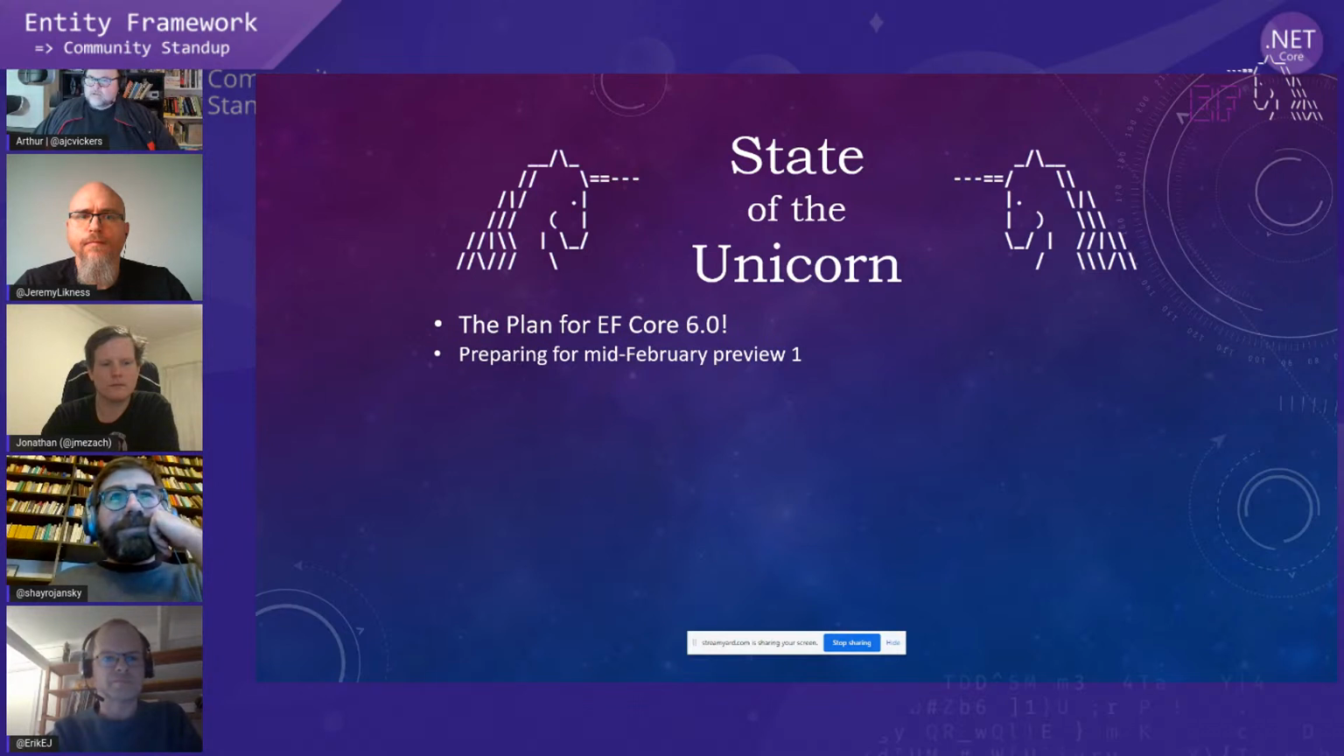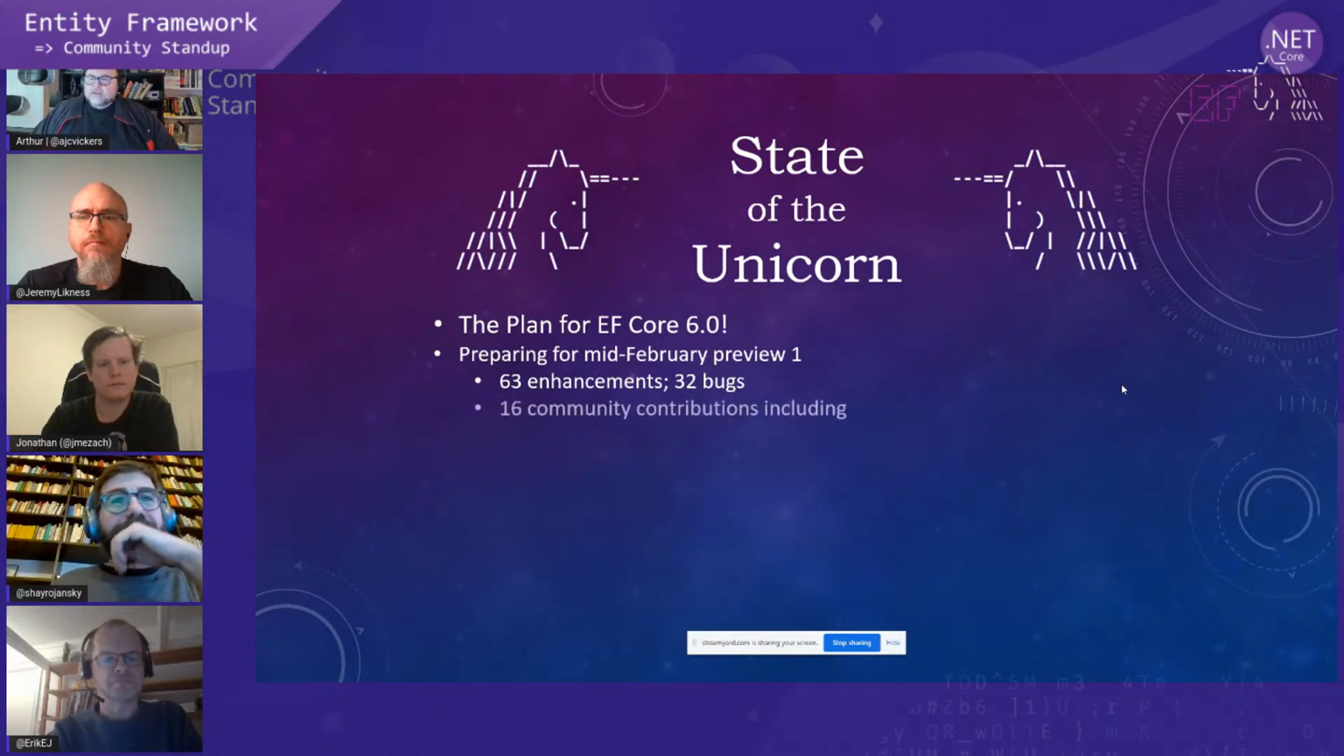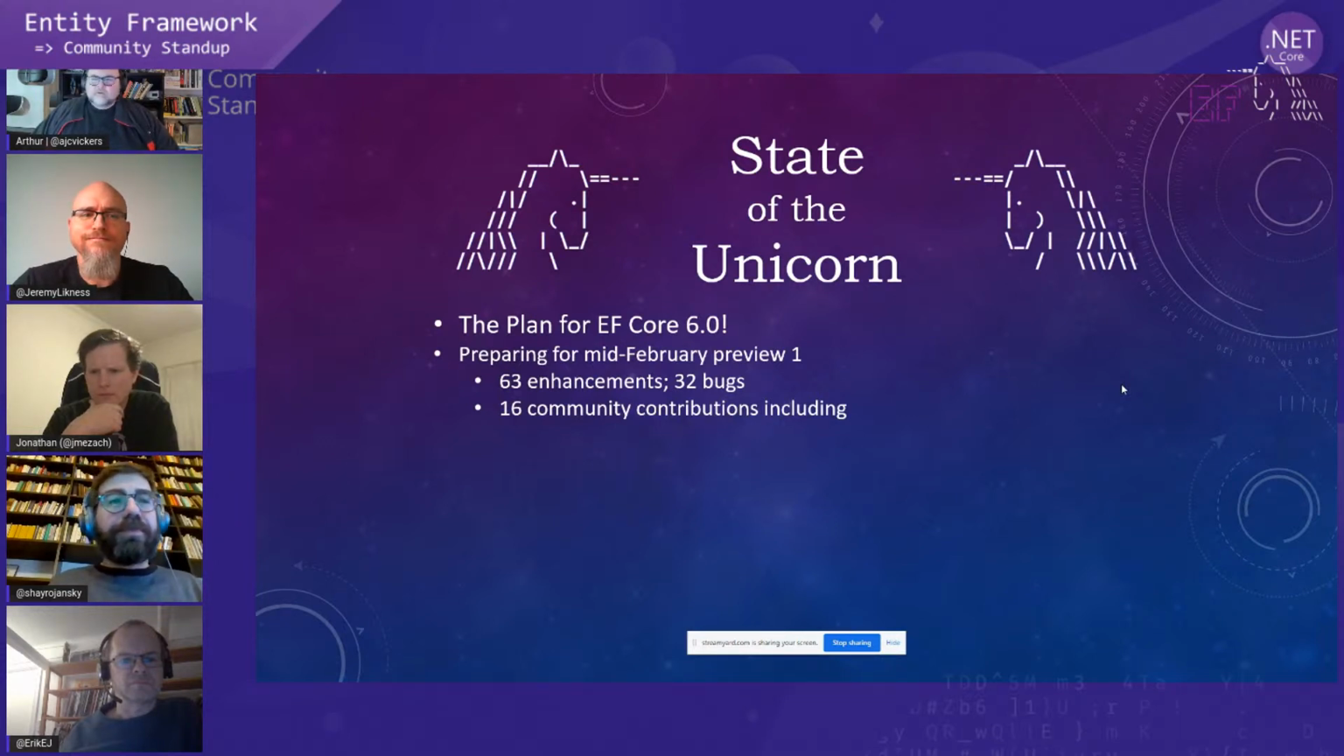Of course, you can always get the daily builds if you want the most up to date. So in preview 1, we have 63 enhancements and 32 bugs fixed already. There's a few other cleanup and docs issues there as well. Of these, 16 are community contributions, and I'll show you the full list of those in a second. So while the EF team has been working primarily on cleanup and code quality and documentation, all that, we've still had community contributors adding some really good stuff.